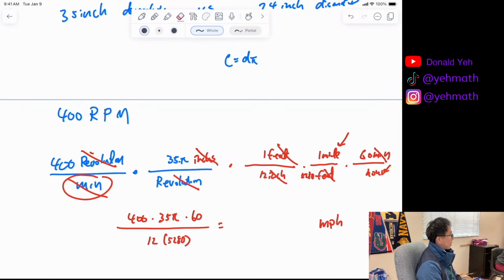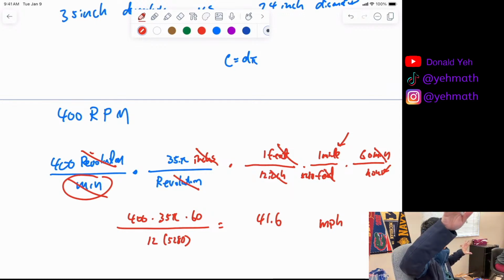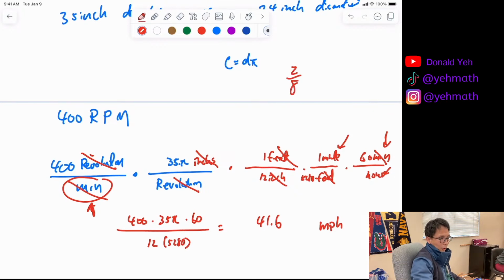So how fast is it going if you're going 400 revolutions per minute? Can somebody work it out for me? 41.6. Does everybody agree? Because minutes are on the bottom and minutes are on the top. When you multiply, the bottom and top can cancel. It's like 2 times 8 times 8 over 1. The 8 can cancel out like this, and that's 2 over 1.